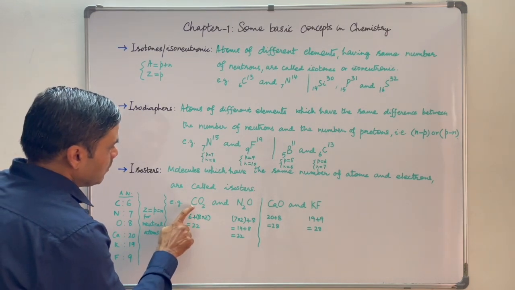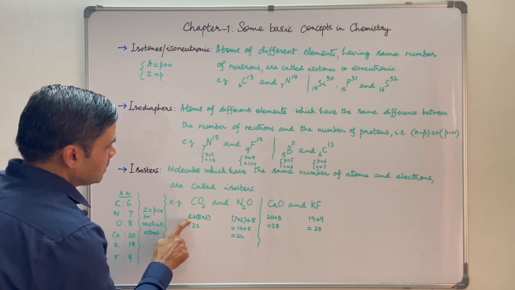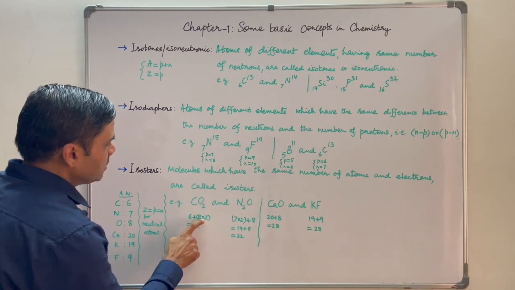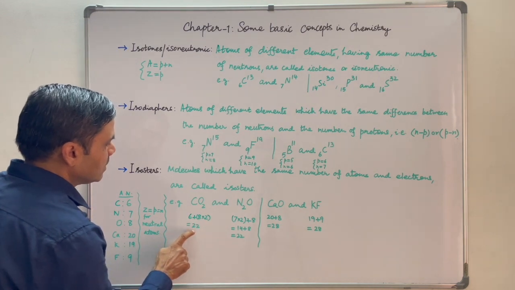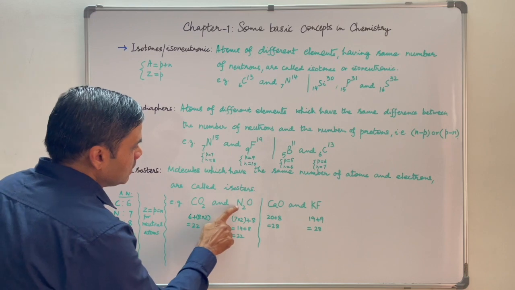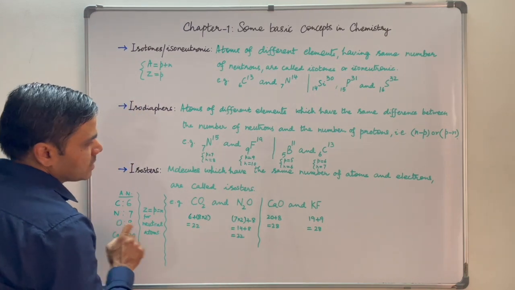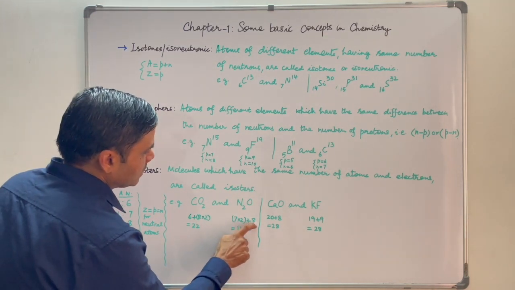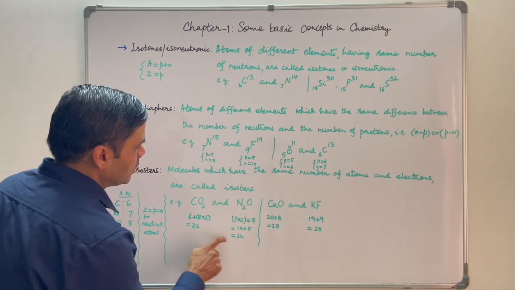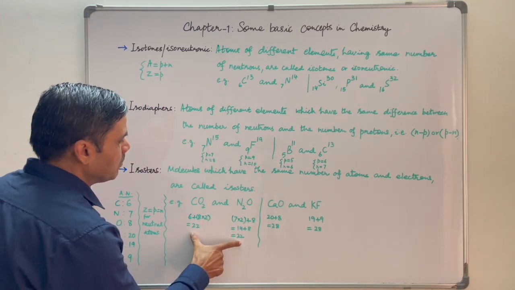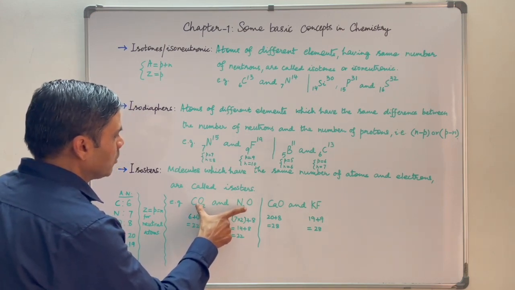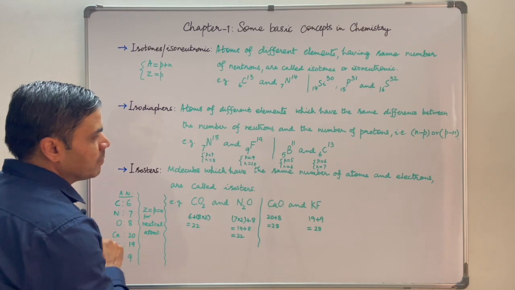So number of electrons in CO2 means 6 into 1 plus 8 into 2 means 6 plus 16, that is 22. Number of electrons in N2O will be, atomic number of nitrogen is 7. So 7 into 2 plus 8 into 1. So it will be 14 plus 8 means 22. So they have same number of electrons as well. So CO2 and N2O will be called as isosters.